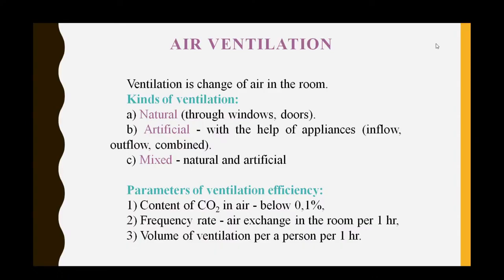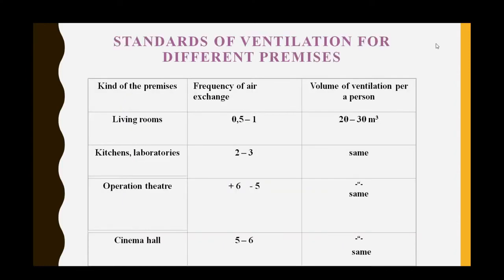Parameters of ventilation efficiency. Usually we use three parameters of estimation. Sufficiency of ventilation, content of carbon dioxide not more than 0.1%, rate of air exchange in the room per 1 hour, and volume of ventilation per person per 1 hour. And the standards of ventilation you can see on this slide. For living room, frequency of air exchange 0.5-1 in 1 hour, and volume of ventilation per person 20-30 m³ in one hour.